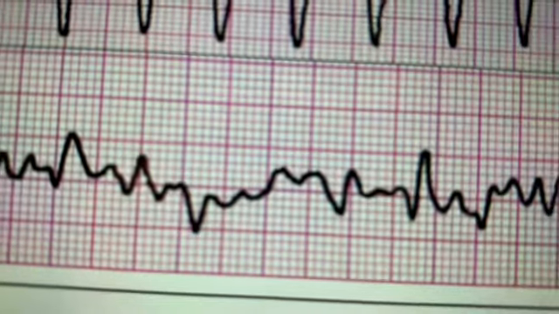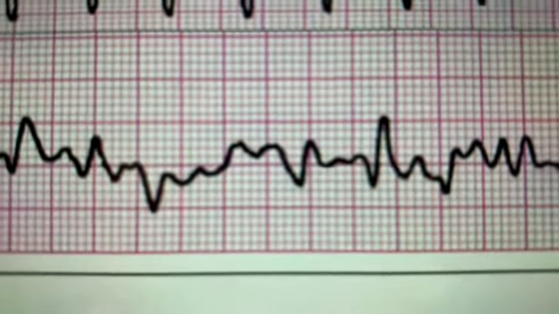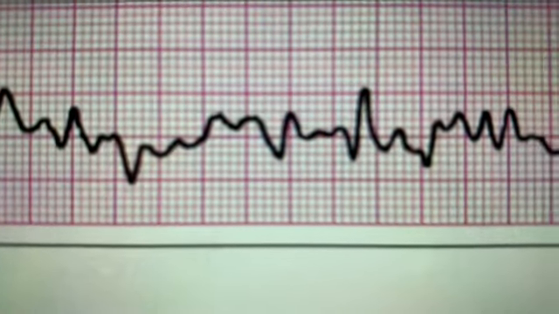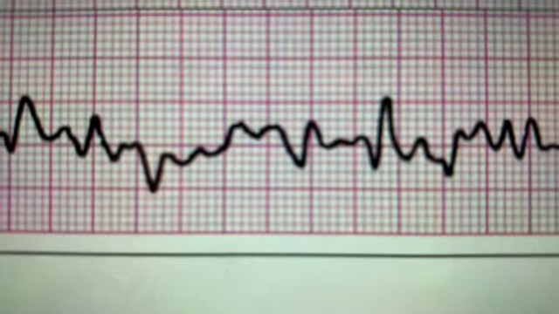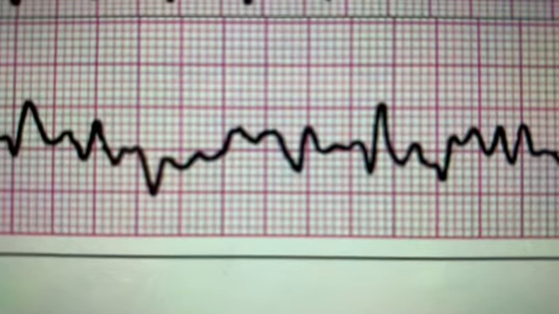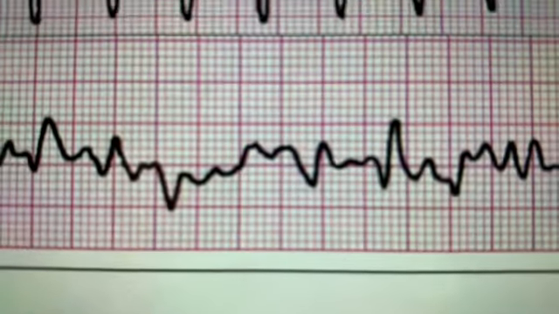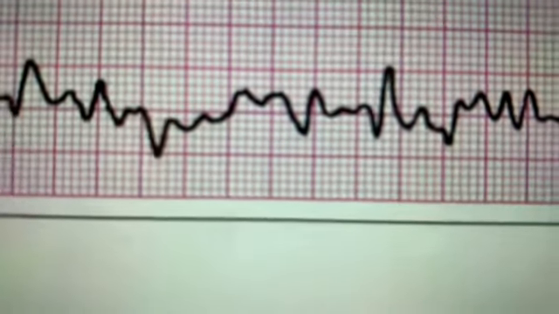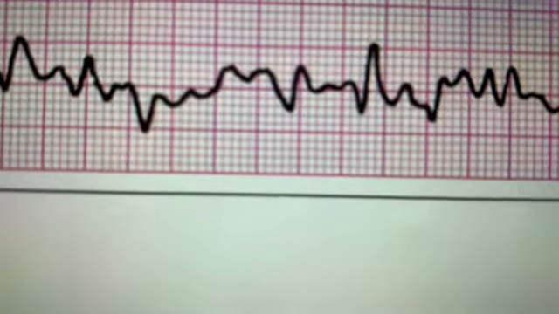So the heart rate is really not measured. You can't measure it with this strip. The rhythm is irregular, like I said, and it's really chaotic. So that is pretty much what you'll see with VFib.